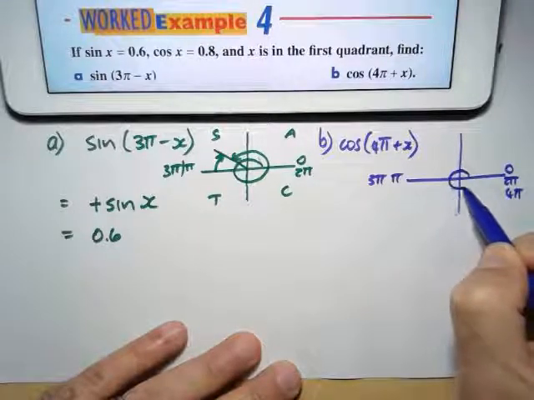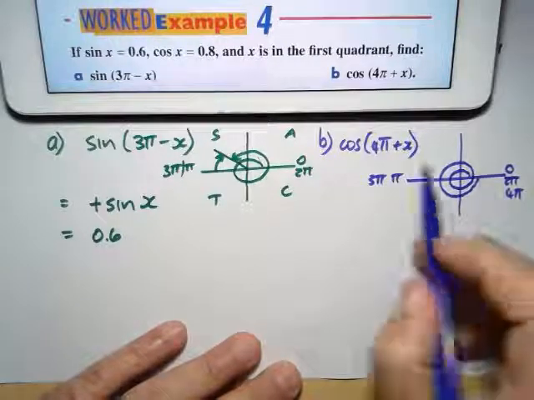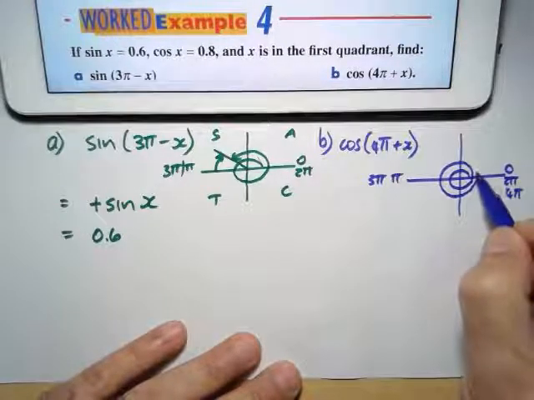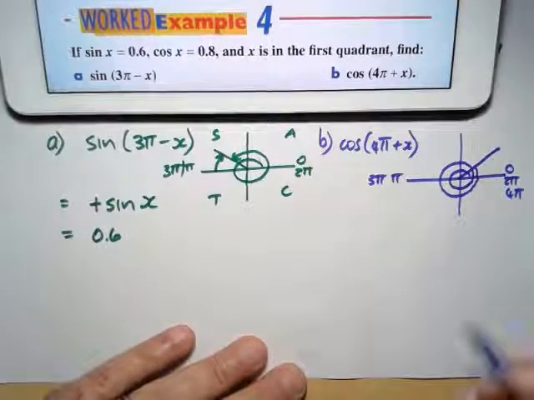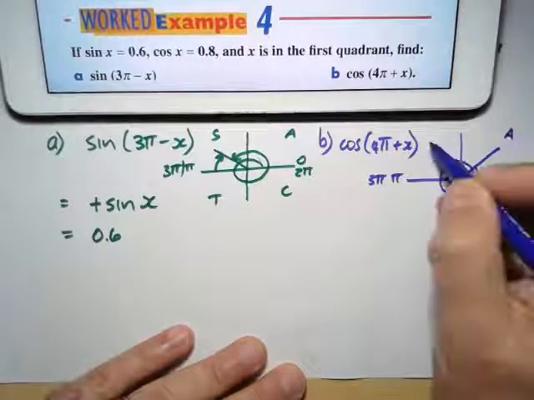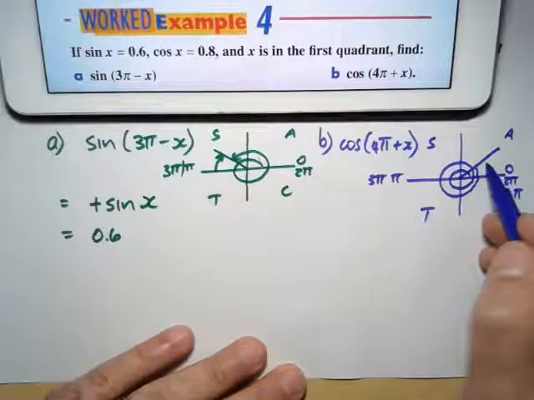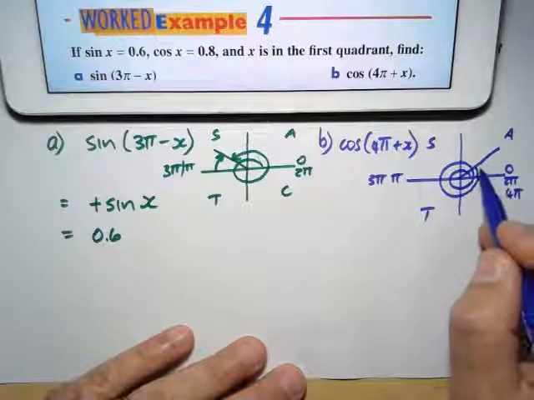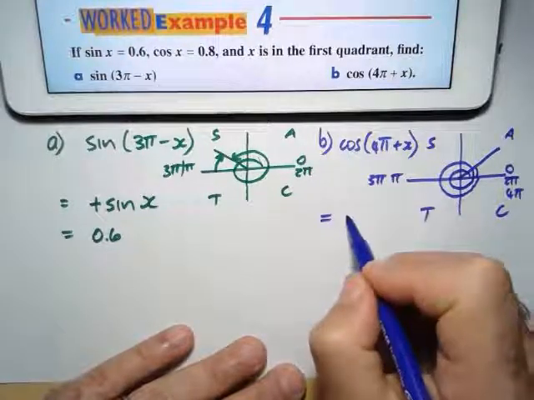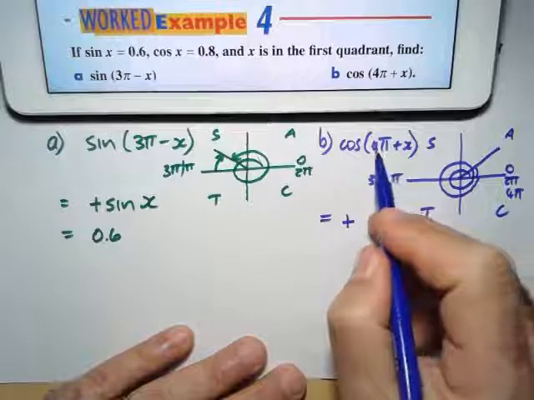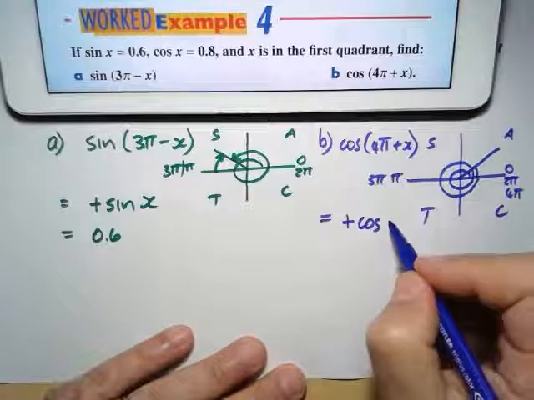I'm going to go around, that's 2 pi, and that's 4 pi. And then I'm going to say plus x, which means it's going to be plus x in that direction. So it's going to lie in my first quadrant. Still my CAST diagram though. So 4 pi plus x is just going to end up in my first quadrant. In my first quadrant, everything is positive, so it will be plus. I'm working from my x-axis, so it will be the cos of my reference angle x.